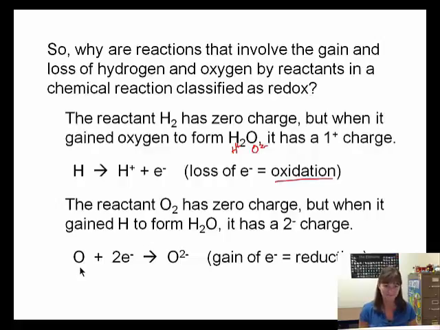If we focus on the oxygen, it goes from being neutral to having a 2- charge. So here the oxygen's neutral. Here it has a 2-, so it must have gained 2 electrons, and gaining electrons is reduction.